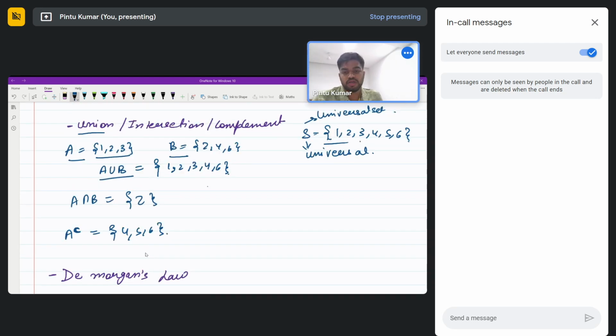I'll just give you some more terminology: something called a null set. A set having no element is called a null set. Does anybody have any doubt in these terms that I just discussed?